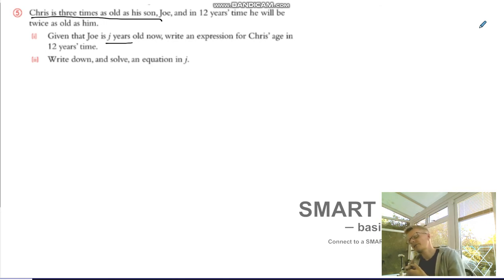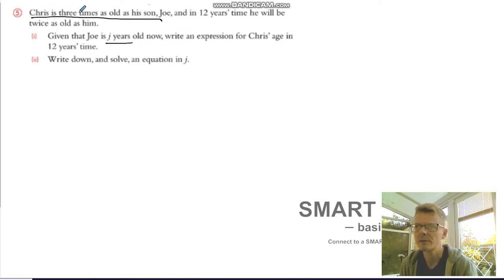Then the next one's relatively similar. So Chris is 3 times as old as his son Joe now. Okay, and in 12 years' time he'll be twice as old as him. So given that Joe is J years old now, write an expression for Chris's age in 12 years' time.